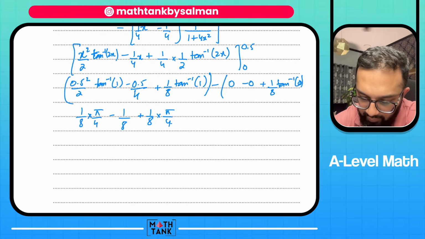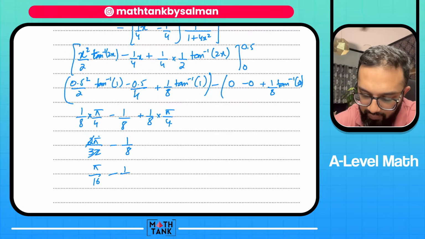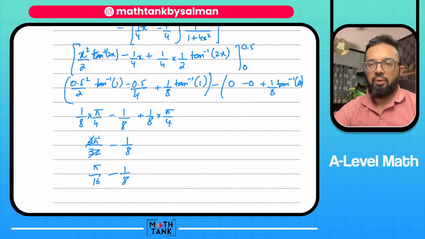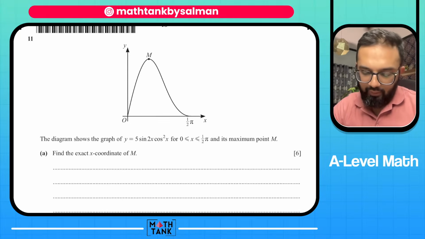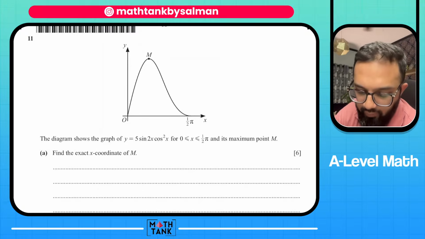So that's 2 pi over 32 minus 1 over 8. That's pi over 16 minus 1 over 8. Okay, slightly tough question, but that is what it is. Let's look at question number 11. That's the last question for today.